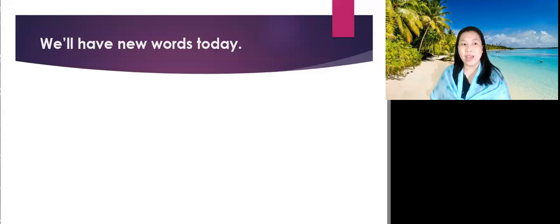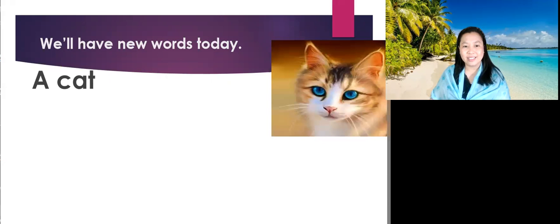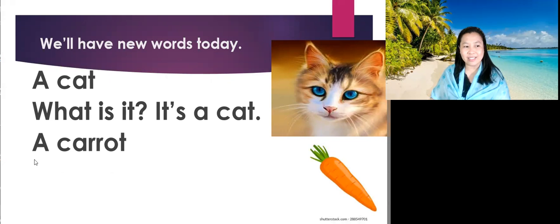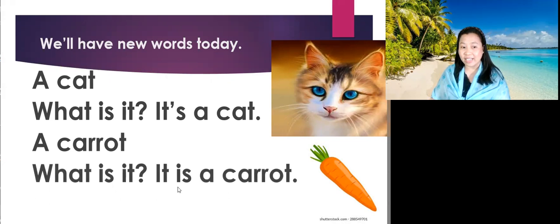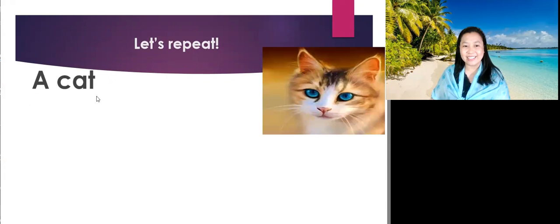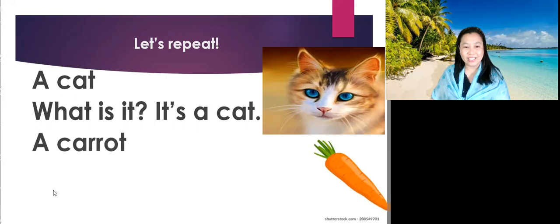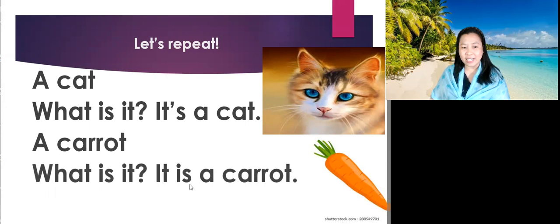Now we'll have new words. Number one, a cat. What is it? It's a cat. A carrot. What is it? It is a carrot. Let's repeat. A cat. What is it? It's a cat. A carrot. What is it? It is a carrot.